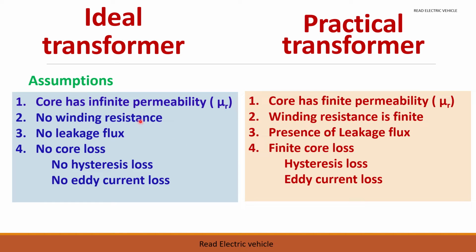So what we are going to do is, in a practical transformer, the core will have finite permeability and there will be winding resistance in both the primary as well as secondary, and there will be leakage flux and core loss will be there. So considering all these factors, we have to design or model a practical transformer.